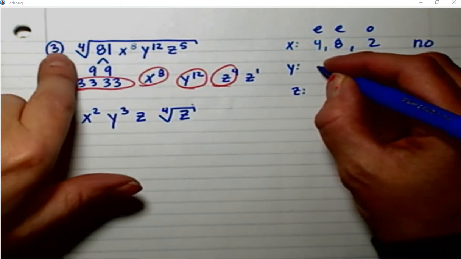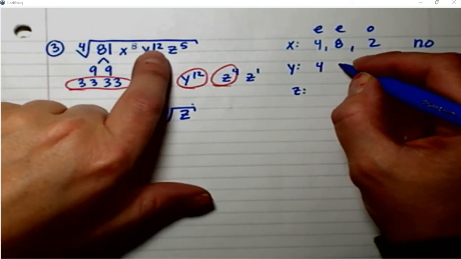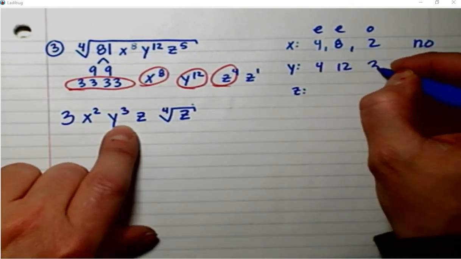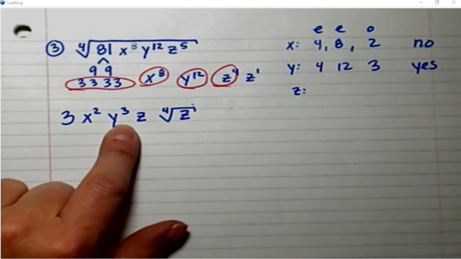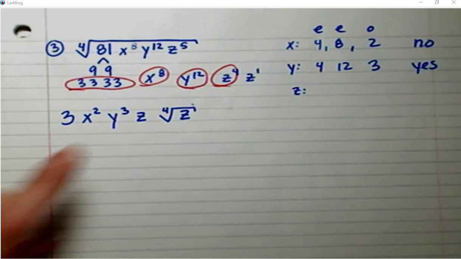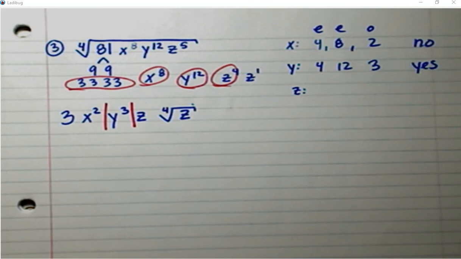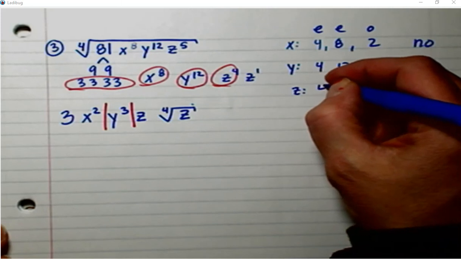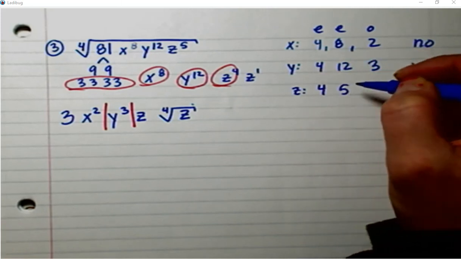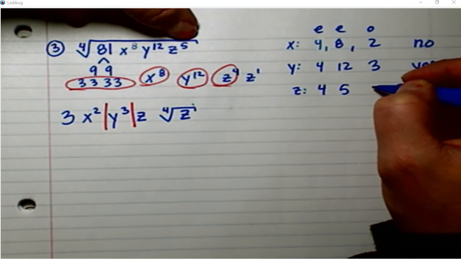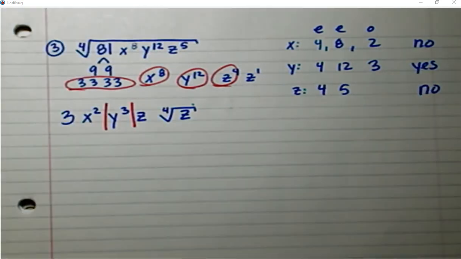So y is even root, even power, odd result. Yes, that pattern matches. Absolute value. Okay. Z, even root, odd power. I'm not even going to move past that because it doesn't matter. It doesn't match the pattern. So the answer is no, no absolute value.